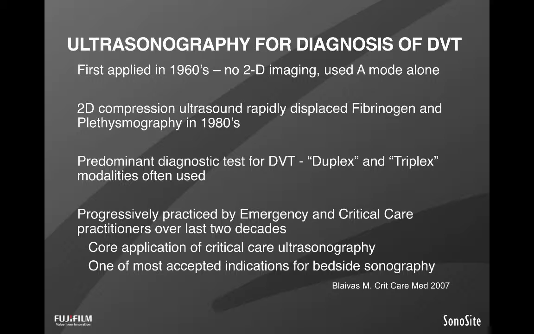There's a few different modalities within ultrasound that we use to try to locate a thrombus. But in general, what I'm going to talk about today is largely compression ultrasound, just using 2D imaging. And as you can see, the emergency medicine and critical care practitioners over the last 2 decades have really started to use it more and more.